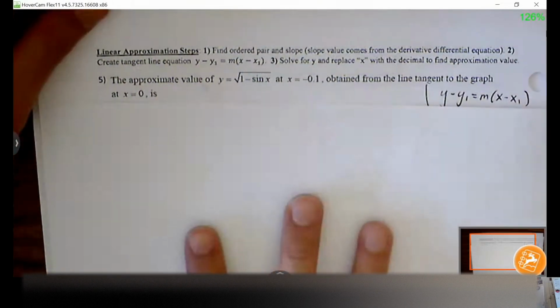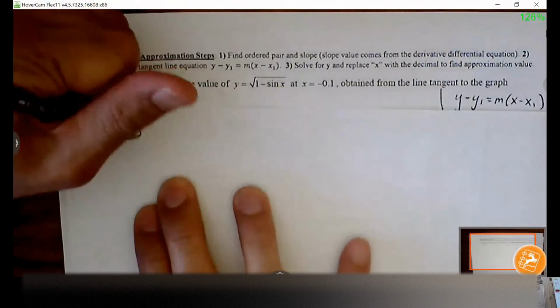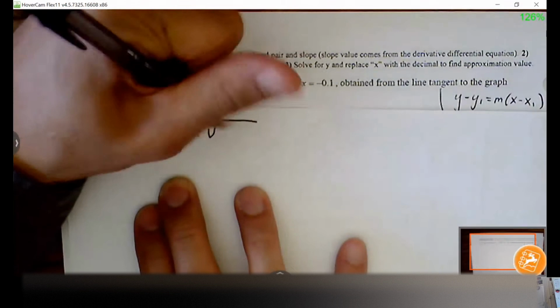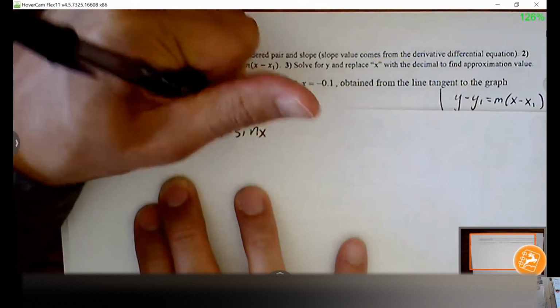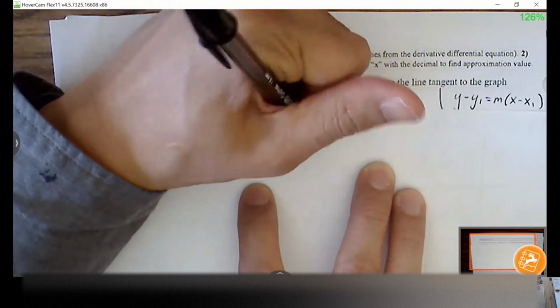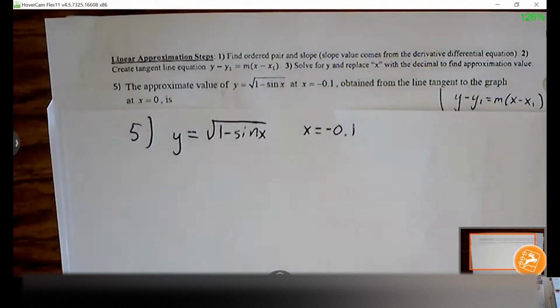Okay, so here's number 5. Here's our function. We know our decimal is, so whatever decimal they give you, that's not going to be the first thing you do. That's the very last thing that you do. The first thing that you do is find the tangent line equation. The tangent line equation is going to revolve around a whole number for the x value at least. Maybe the y value, maybe something different, but the x value will always give you a nice whole number.